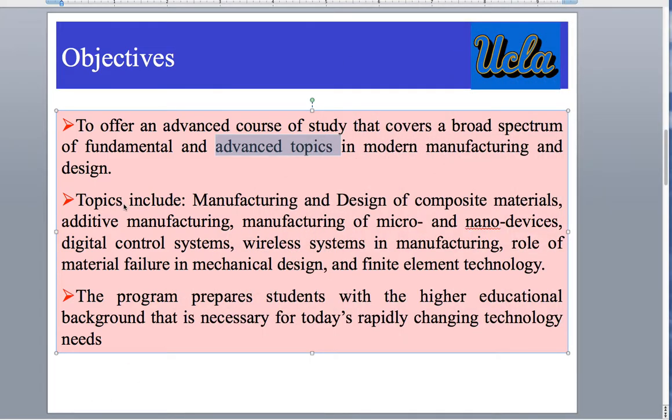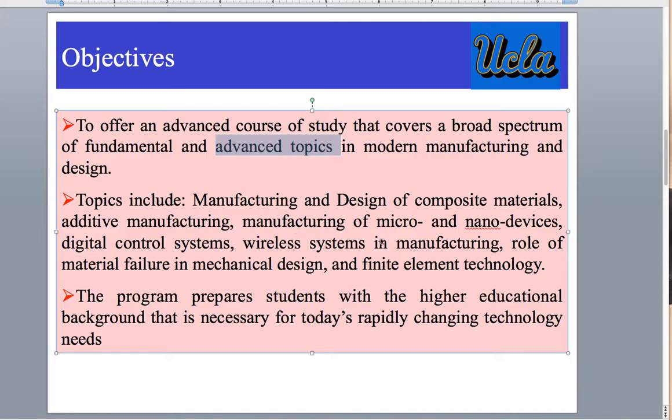The topics that we cover include manufacturing design of composite materials. There's a course on how to make composite materials, and then another course on how to design structures with these composite materials. We also have a course on additive manufacturing, which is emerging as a major process for the development of very complex shapes that do not require welding and riveting and cutting and so forth. It's a very interesting development, and there's a course on that.